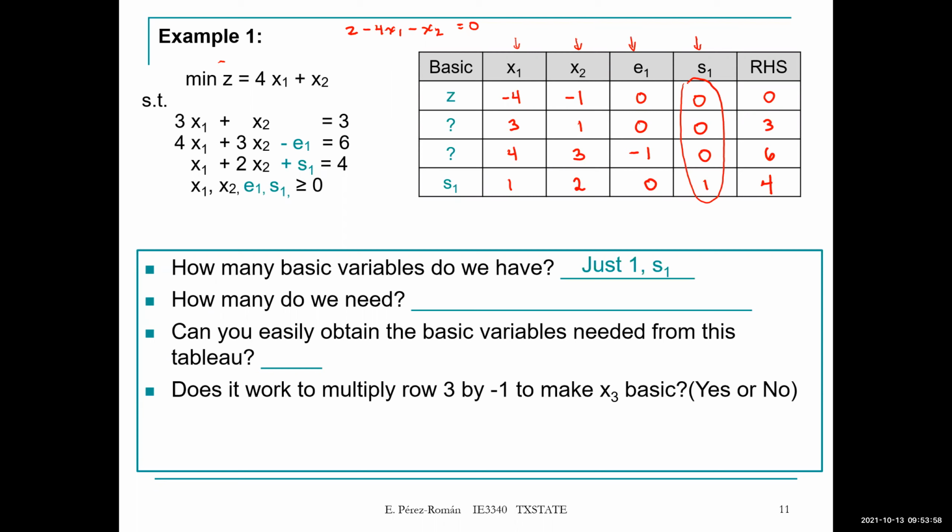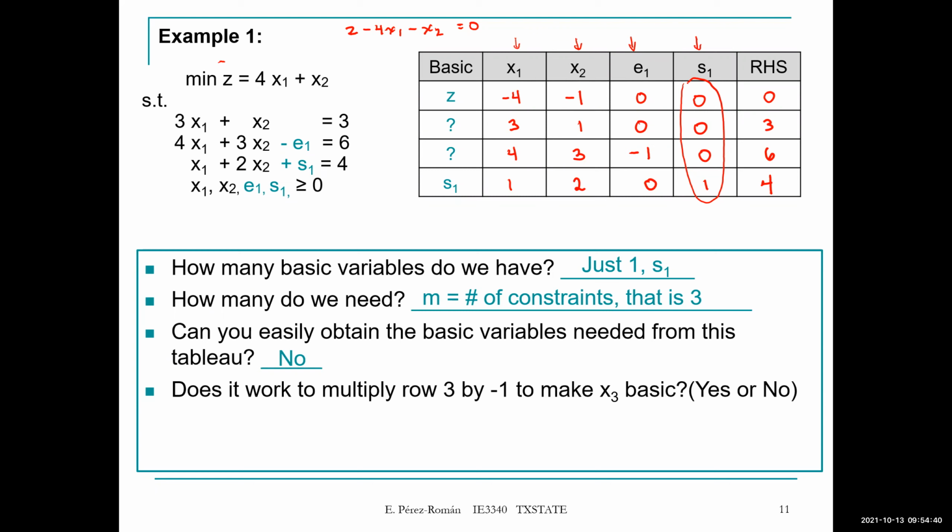How many do we need? Well, we have 3 equations or constraints, so we're going to need m equals 3. Can you easily obtain the basic variables needed from this Tableau? The answer is no, because we only have one that is in that format. If you remember, for the problems that were less than or equal to, we found that identity matrix really quickly. But that's not the case for this problem. We only have one basic variable.